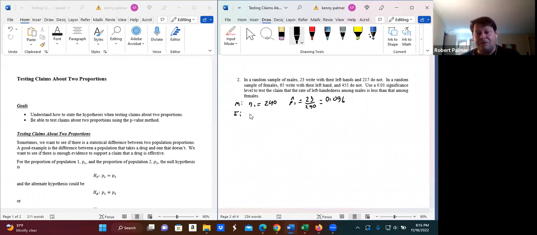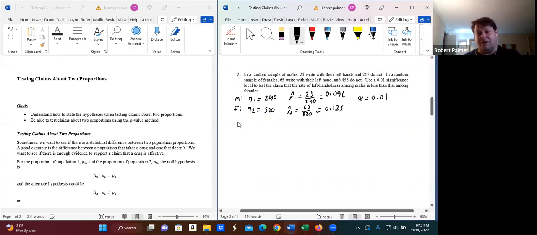Okay. Then for females, we'll call it N2. 65 write with their left hand, 455 do not. So 65 plus 455, and that's 520. And then for left-handedness, that's 65 out of 520. That's, to 3 decimal places, 0.125, or about 12.5%. All right. Then our alpha in this case is 0.01.